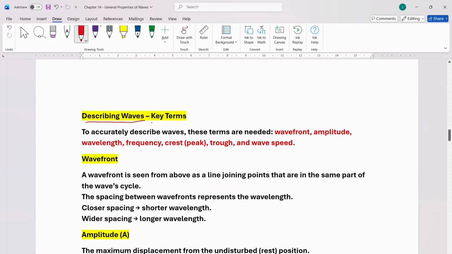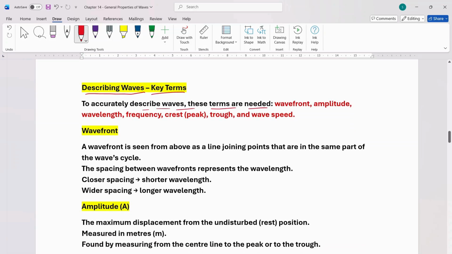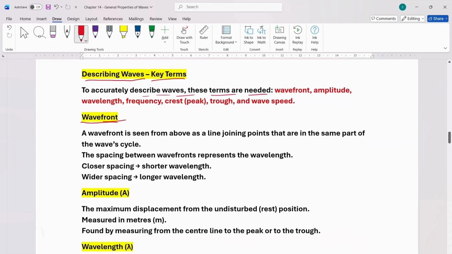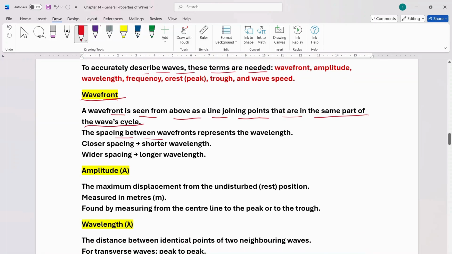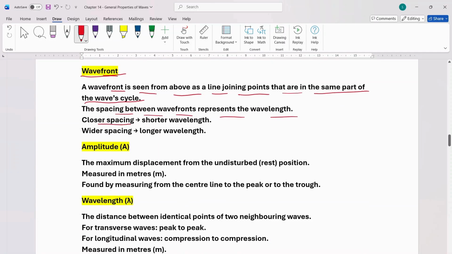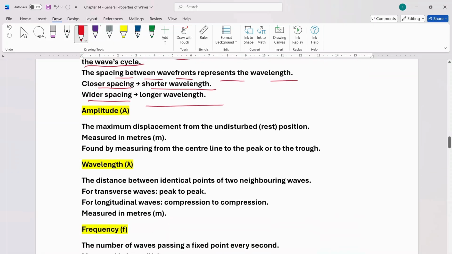Describing waves: the key terms. To accurately describe a wave, these key terms are needed. Number 1, wave front. A wave front, seen from above, is a line joining points that are in the same part of the wave cycle. The spacing between wave fronts represents the wavelength. Closer spacing, shorter wavelength; wider spacing, longer wavelength.